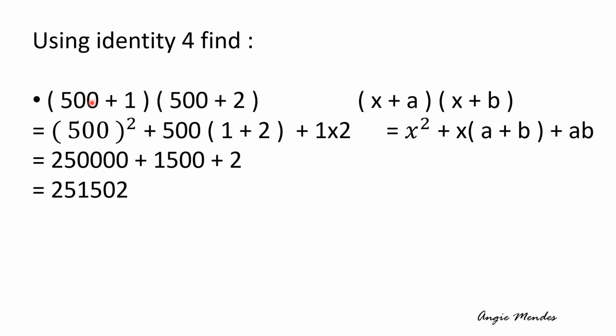So we take this as (x + a)(x + b), and we know what is the expansion to this, x² + x(a + b) + ab. So that's what we are going to apply here. We take 500 as x, so it's x² + x(a + b) + ab. After getting the square of the number, we will get the simplified version, and then we can find the solution.